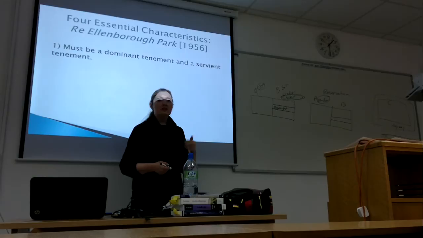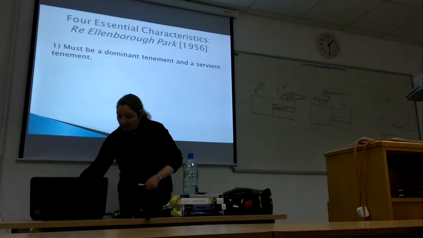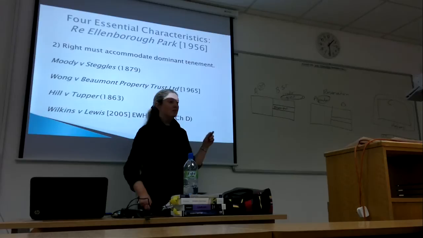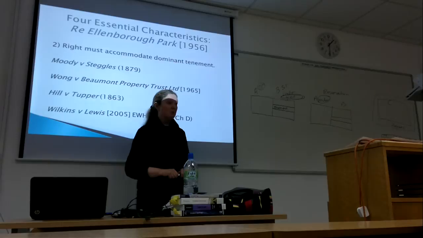Now, the second condition is that the right must accommodate the dominant tenement. And again, what does accommodate mean? It means that the easement must benefit the dominant tenement, or that it must be sufficiently proximate to the dominant tenement. So, unusually in Rhiannon Park, some of the houses didn't actually adjoin the park, but there was a sufficient connection between the right claimed and the properties in question.